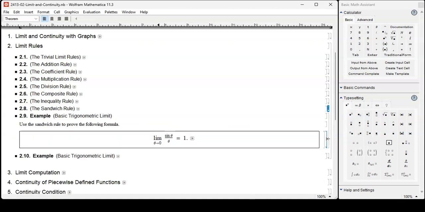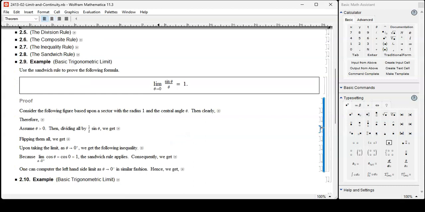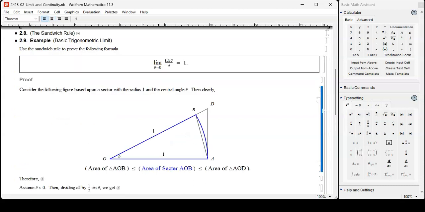So how do I get my lower bound and upper bound? Let's begin with some geometry. Alright, let's begin with this picture. We have a triangle and a sector. Triangle ODA, that's a right triangle. And then we have a sector OAB. And then inside of that, another right triangle OAB.